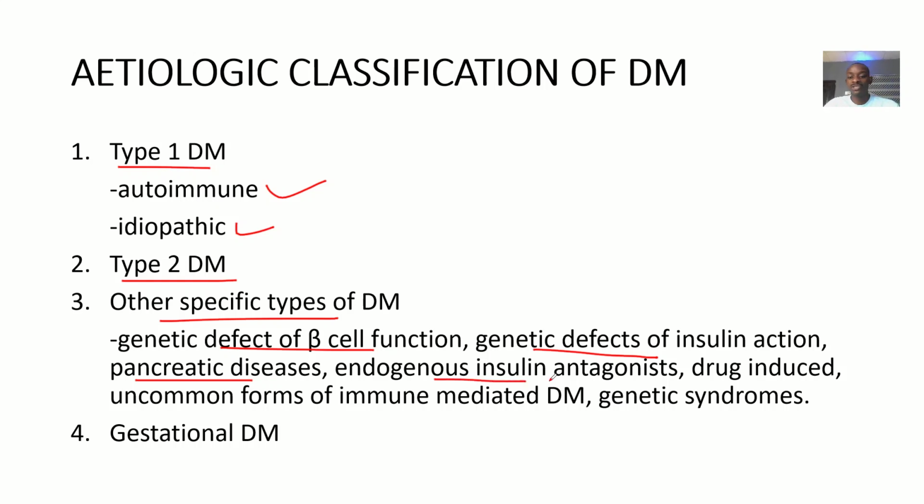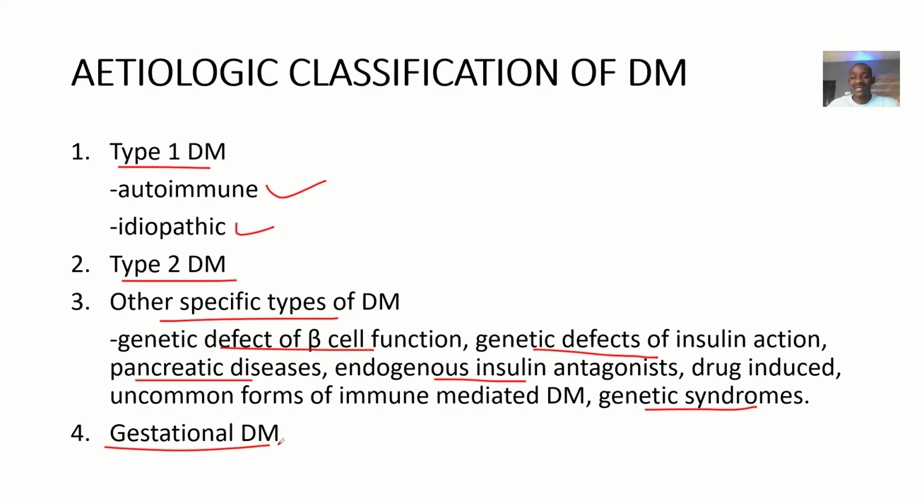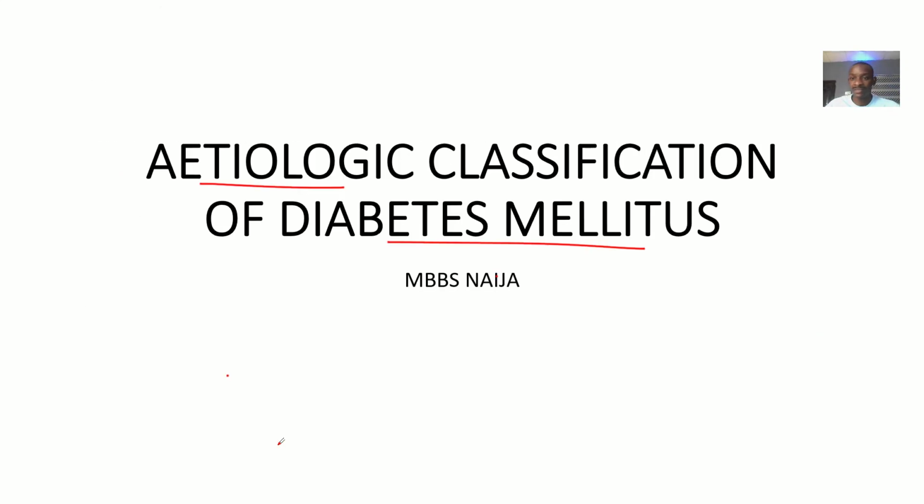There could be endogenous insulin antagonists, or probably you just have some things in your body that are resisting insulin. Okay, there could be drug-induced diabetes mellitus. There could be genetic syndromes, right? Different things. This is just trying to look at different things that could actually cause diabetes mellitus. Then there could be gestational diabetes mellitus, which we'll be looking at. Okay, so this is the etiological classification of diabetes mellitus.